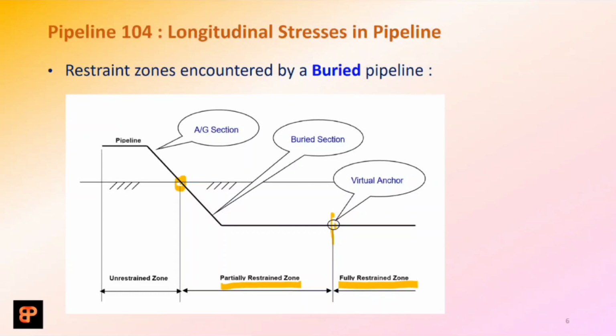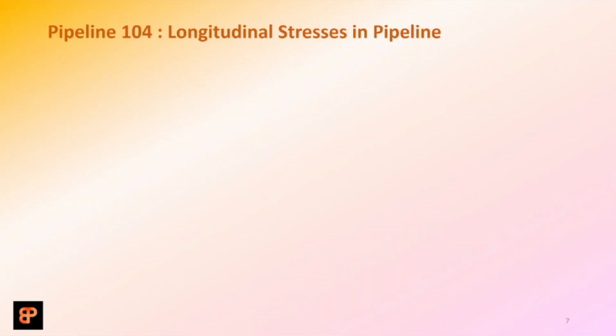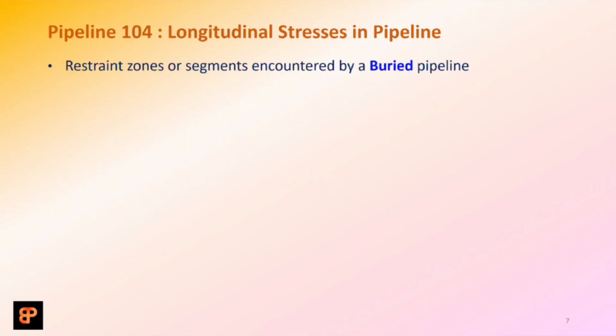And the point at which this stability is achieved by the pipeline, from the partially restrained zone to the fully restrained zone, is called the virtual anchor. When you develop the Excel spreadsheet, you will understand, you can easily calculate the virtual anchor length from the burial point by doing the calculation. It can be predicted by means of calculation, and when we do the stress analysis, we can always see that.